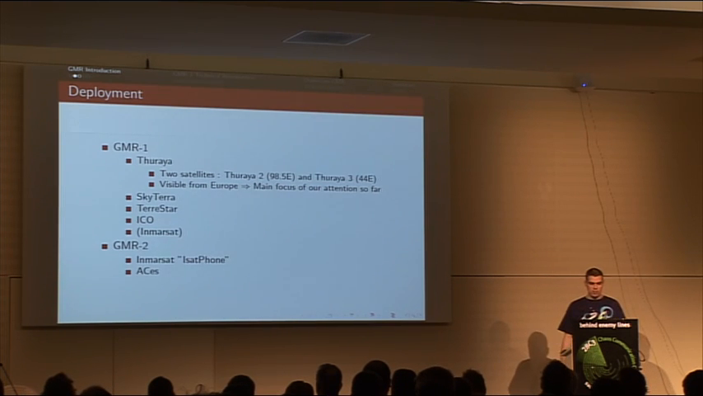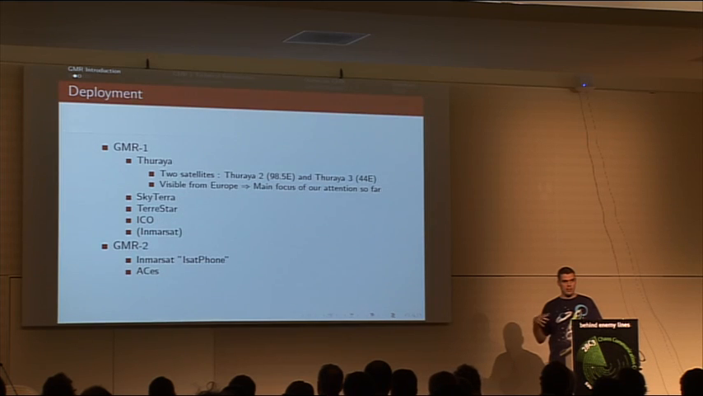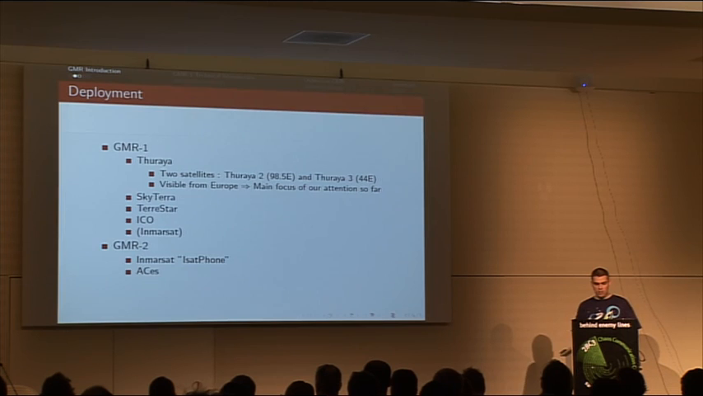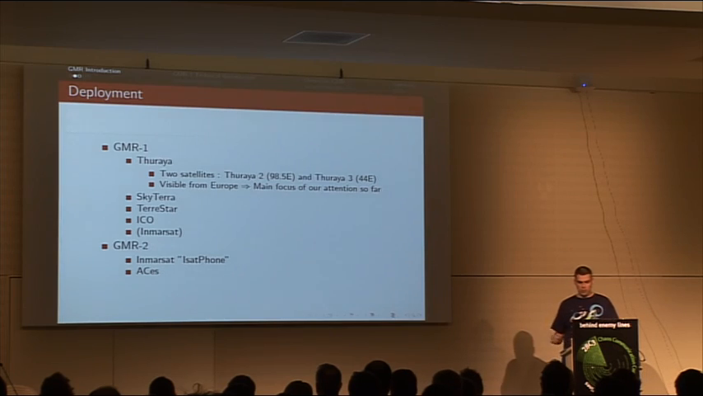There are other deployments, for example, SkyTerra and TerraStar are in the US. The other, ICO, I don't really know well, and Inmarsat was actually at some point just renting capacity on the Thuraya satellite and didn't have its own satellite. GMR2 is used in the Inmarsat IsatPhone, which is a quite well-known network as well, but we won't go into further details.